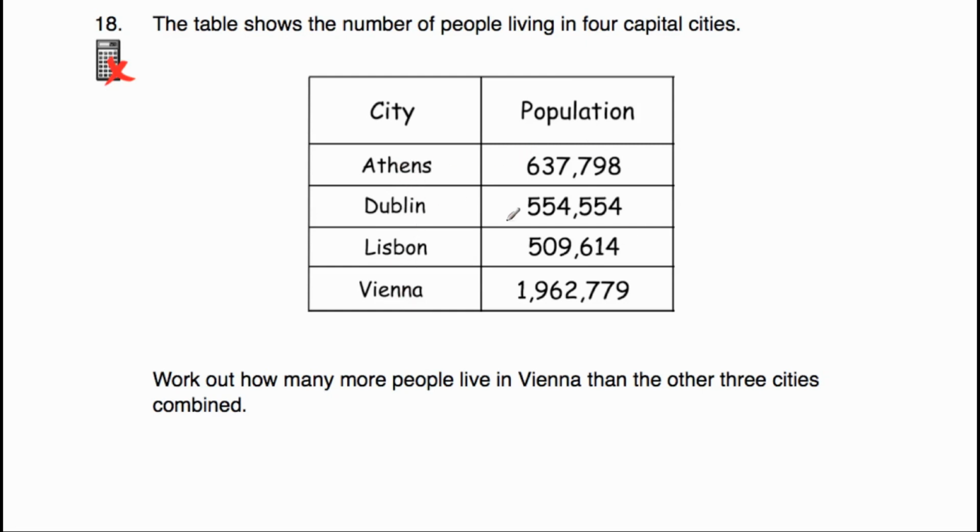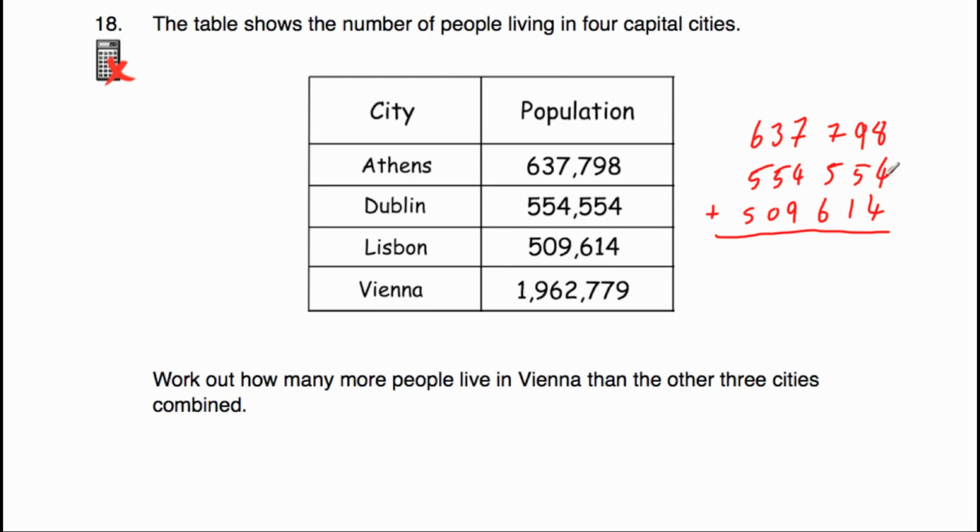So we're going to need to add these 3 populations together to find out how many people live in Athens, Dublin, and Lisbon all together. And then we're going to take that away from the population of Vienna to see how many more people live in Vienna than the other 3 cities combined at the time of this table being made. So 637,798, 554,554, 509,614, and we're going to add those together and see what we get.